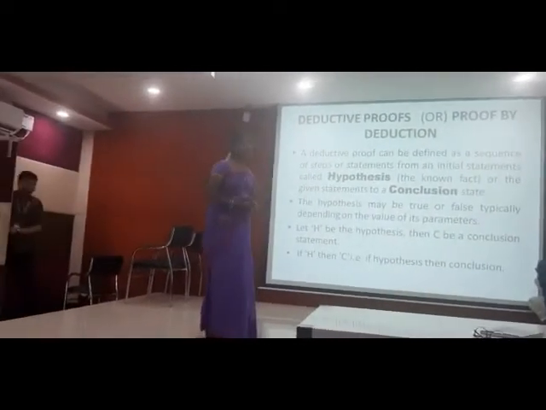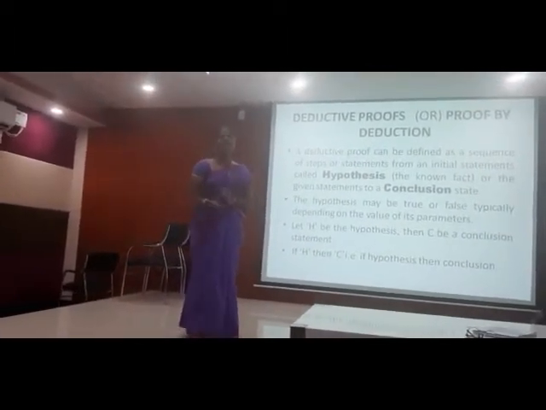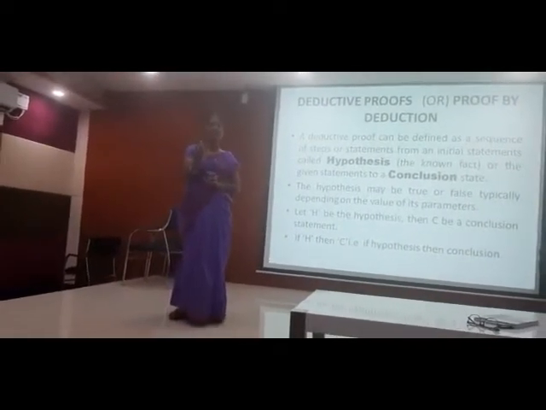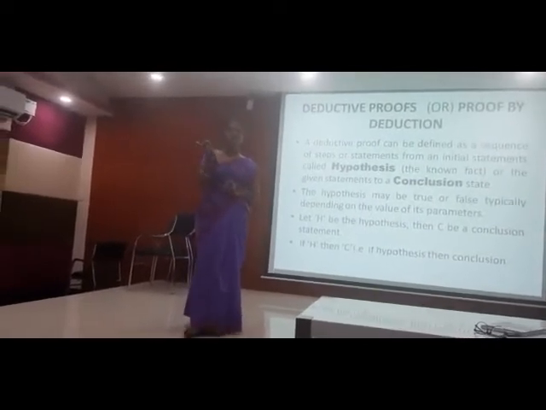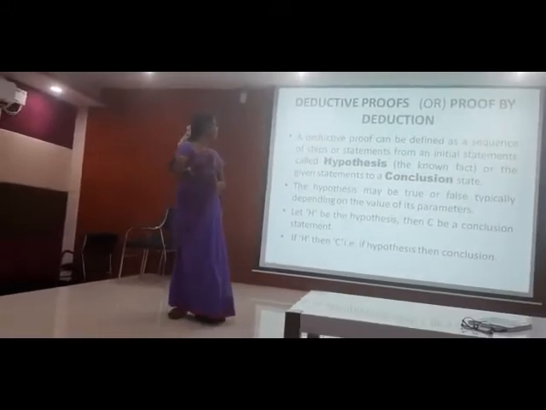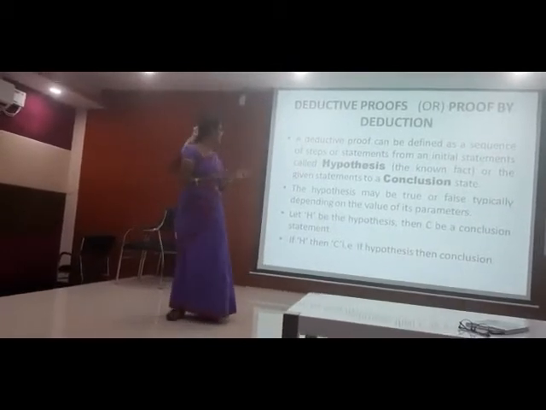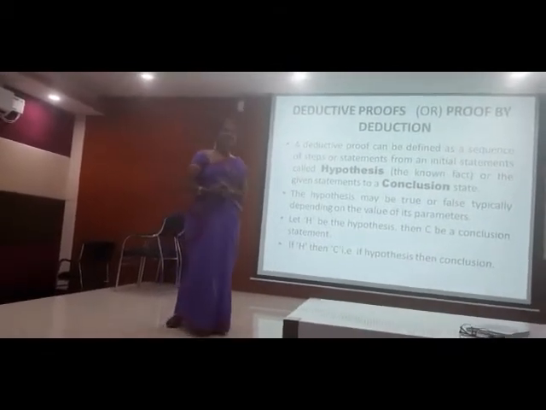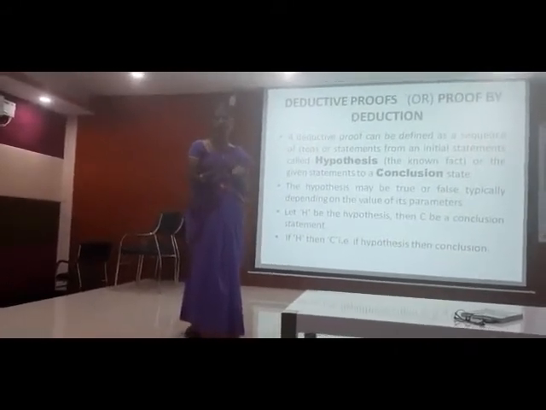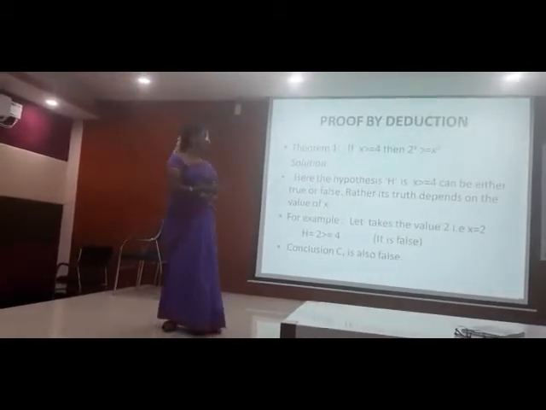A deductive proof can be defined as a sequence of steps or statements, starting with initial statements. This known fact is called the hypothesis, and what we deduce from it is called the conclusion. From the hypothesis state we are moving on to the conclusion state. It is always referred to as "if H then C": if the hypothesis is true, then the conclusion is true. This is the real meaning of proof by deduction.